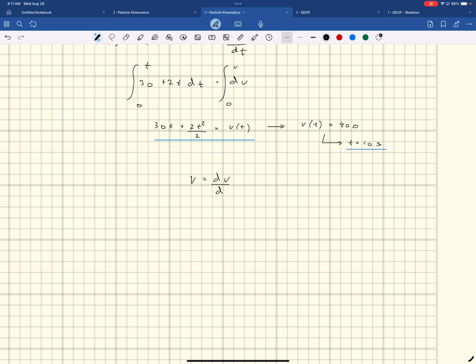So then I come down and I say that the velocity is equal to ds dt. I got my velocity equation right there. So that's 30t plus 2t squared over 2, which is just t squared. Oh, sorry, I got an error right there. This is ds dt, not dv ds. ds dt. I wasn't done.